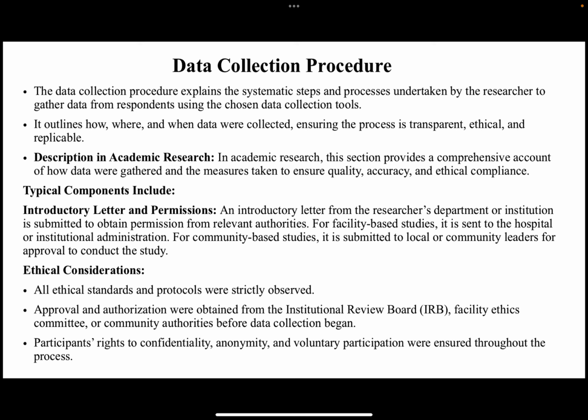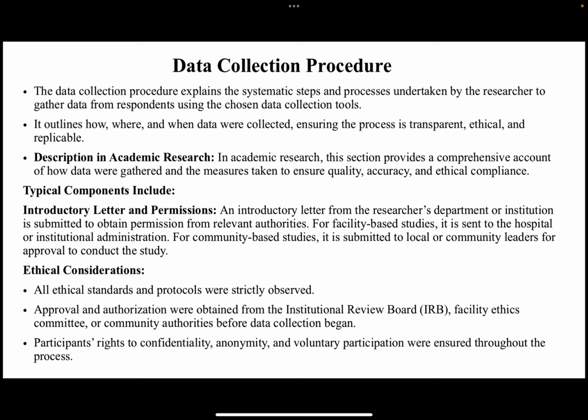Now, another area you also have to consider in describing the data collection procedure, which is very key. In fact, all these areas I'm pointing out, you can't omit them when you are describing the data collection procedure. Now, the second point is the ethical considerations. In describing the data collection procedure, you have to talk about the fact that all ethical standards and protocols were strictly observed.